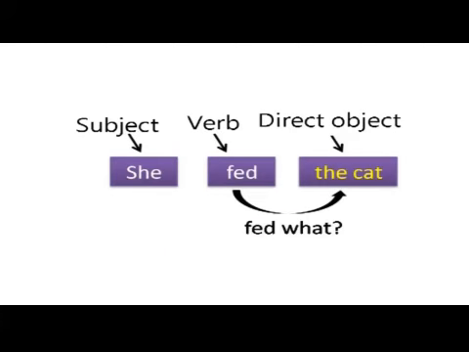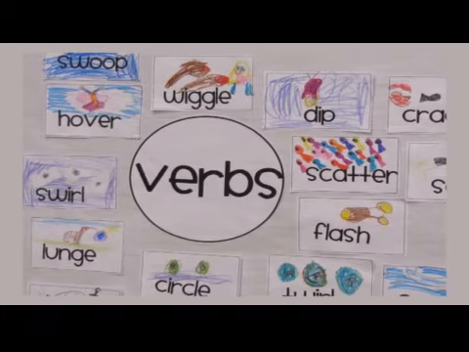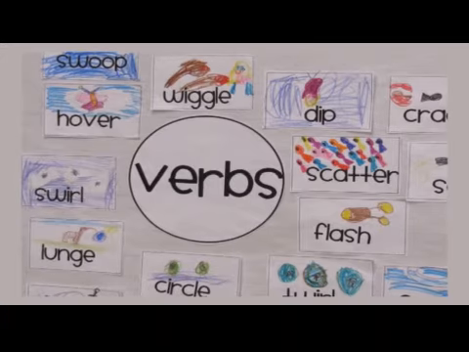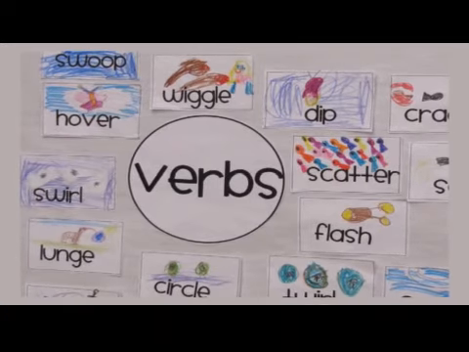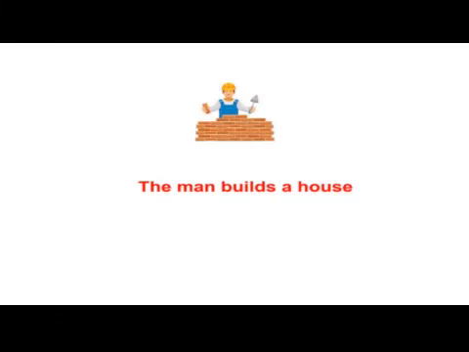A direct object receives the action performed by the subject. The verb used with a direct object is always an action verb. Another way of saying it is that the subject does the verb to the direct object. The direct object must be a noun or pronoun. Let me give you a simple example. The man builds a house. The direct object here is the noun, a house.